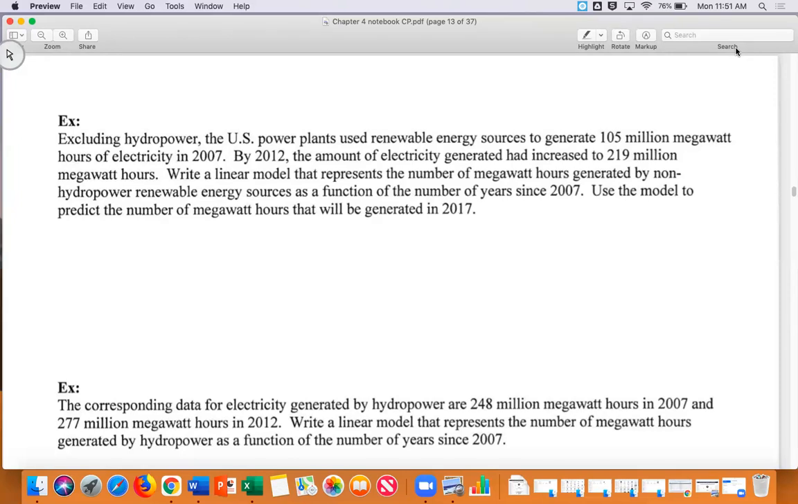So up here, excluding hydropower, the US power plants used renewable energy sources, hey, Mr. Kitchen, to generate 105 million megawatt hours of electricity in 2007. By 2012, the amount of electricity generated had increased to 219 million megawatt hours. Write a linear model that represents the number of megawatt hours generated by non-hydropower renewable energy sources as a function of the number of years since 2007. Use the model to predict the number of megawatt hours that will be generated in 2017.